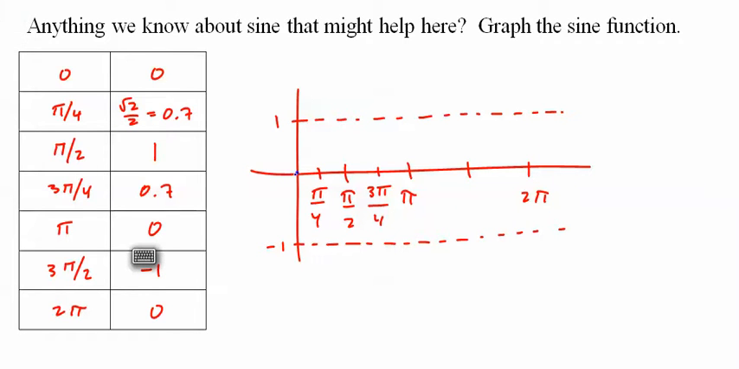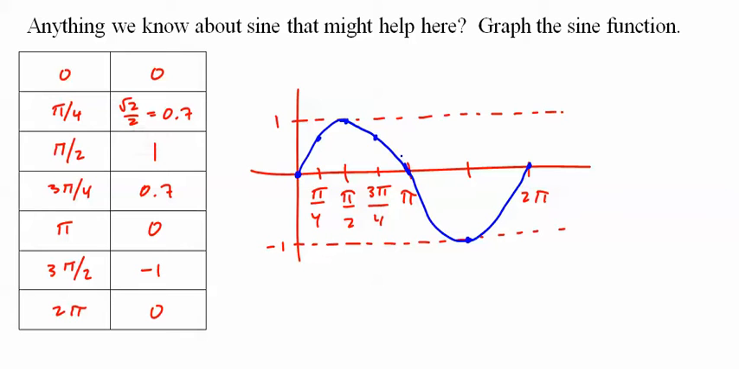Let's graph it. 0, 0.7. So it's got a little curve to it. I don't penalize, but some people do if you try and do a curve like that. So, get it right. Again, up here and here, not the most beautiful of graphs. Then negative 1 and 0. That is a sine curve.